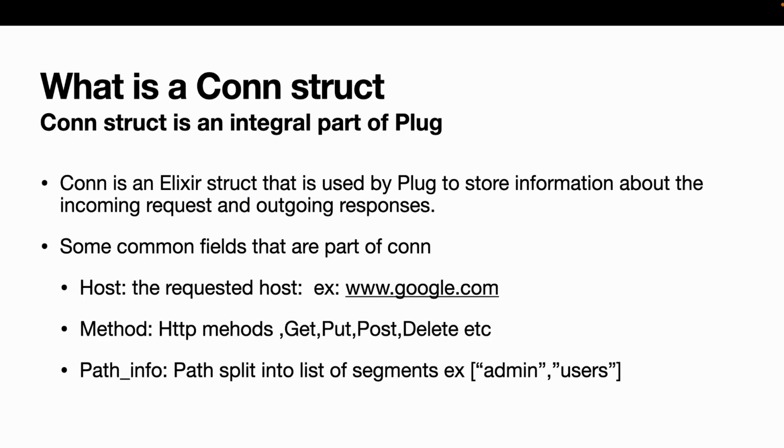So what is a Conn struct? It is a structure used by the plug module to keep track of the incoming request and any transformations added to this request and outgoing responses. Some of the typical fields are host, method, and path info. Refer to the plug.conn documentation to see what other attributes are available in this struct.